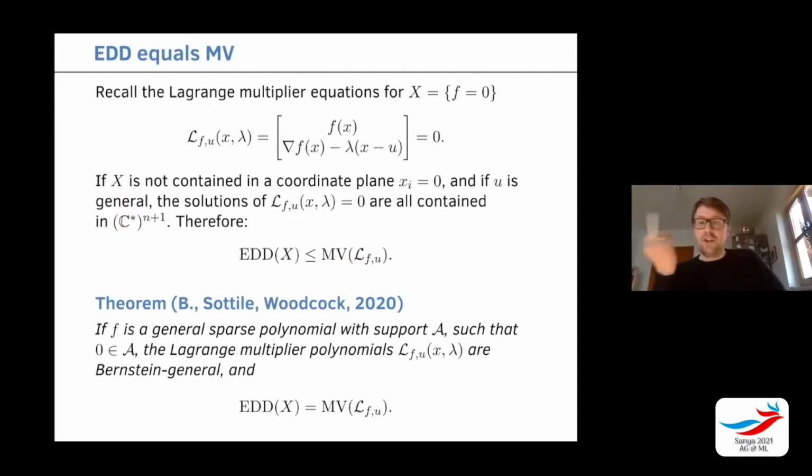But then we have this theorem that we proved, my co-authors and I, that if f is a general sparse polynomial with support A, and we need to assume that the origin is in A, then the Lagrange multiplier polynomials for this general polynomial are Bernstein general, which implies that the ED degree of this hypersurface is equal to the mixed volume. Okay, so we show that the Euclidean distance degree of a hypersurface is equal to a mixed volume of the Newton polytopes of the Lagrange multiplier equations. So this is the content of this theorem.